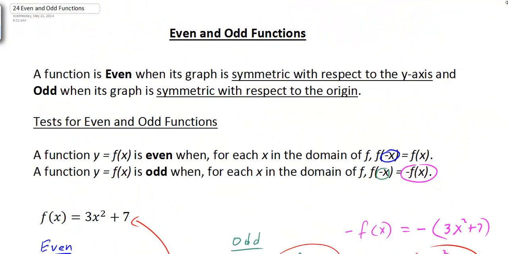So keep in mind, if you're looking for even and odd functions, an even function is going to be symmetric with the y-axis. Odd functions are going to be symmetric with respect to the origin. And if you're testing for an even function algebraically, if you plug a negative x into your function, it should equal the original function if it's even. If you plug a negative x into the function and that is equal to the negative, or the exact opposite, of the original function, you have an odd function.